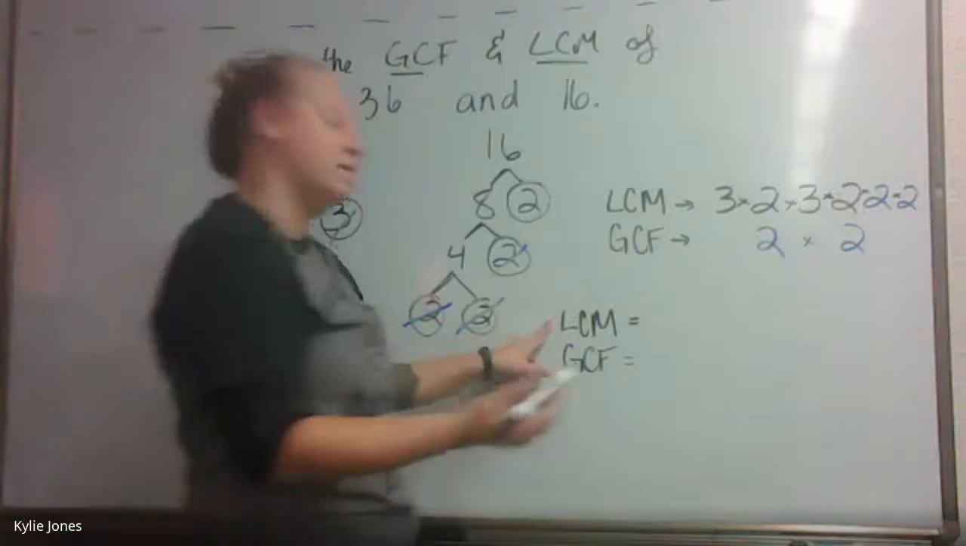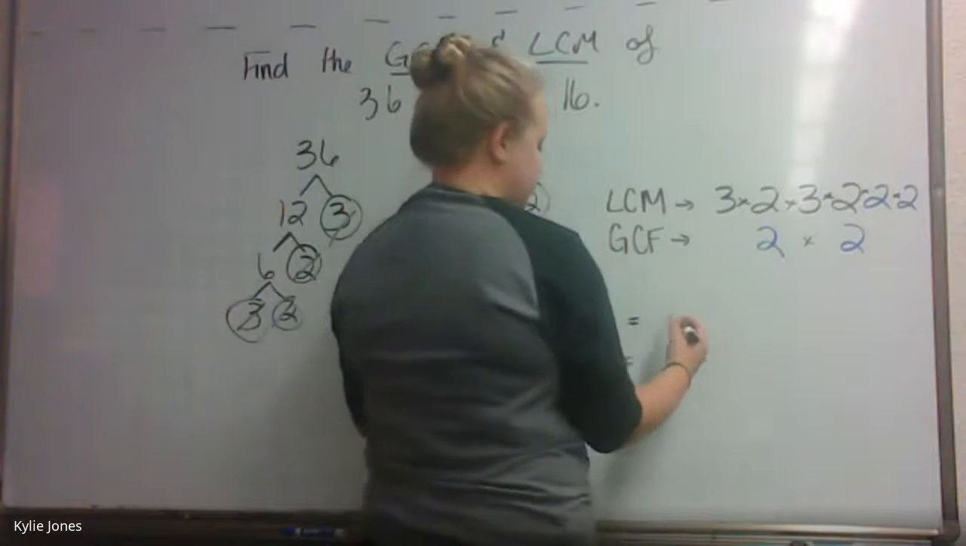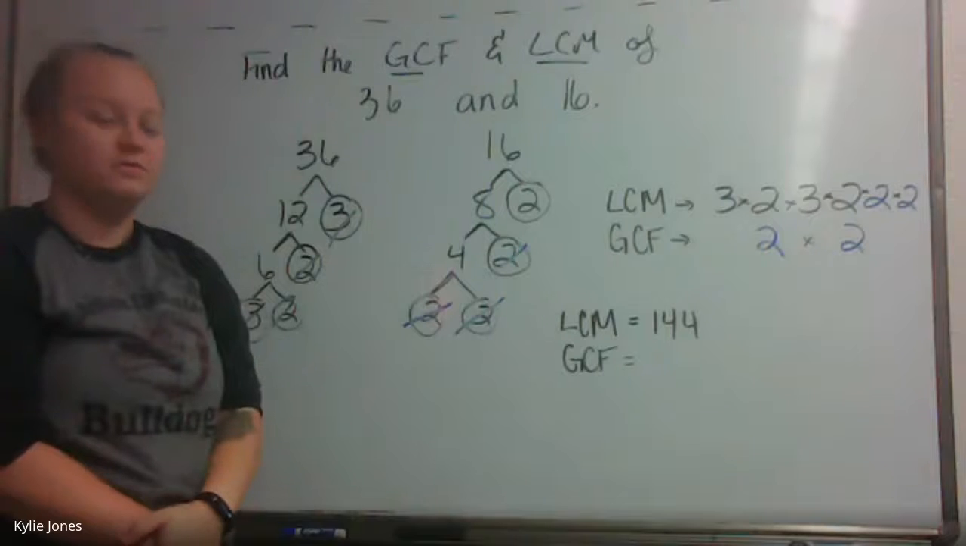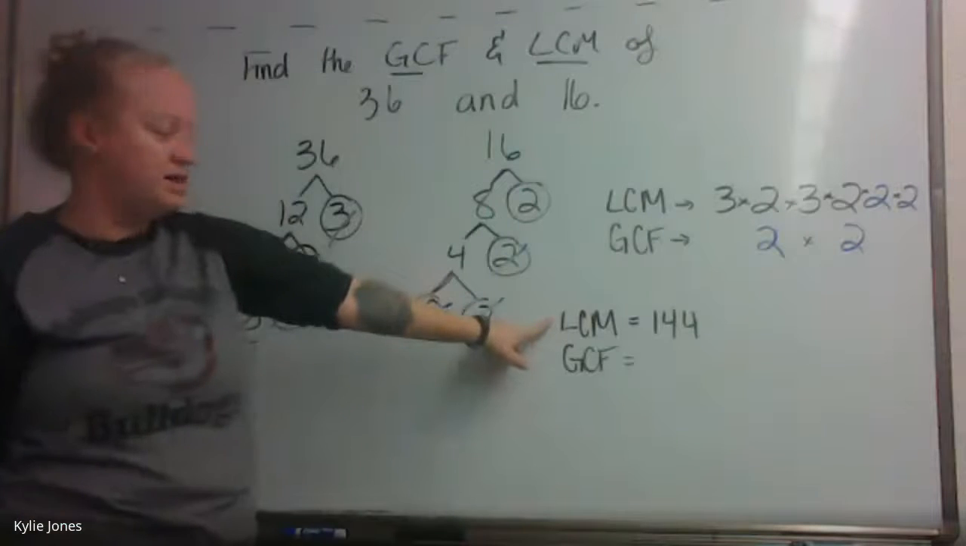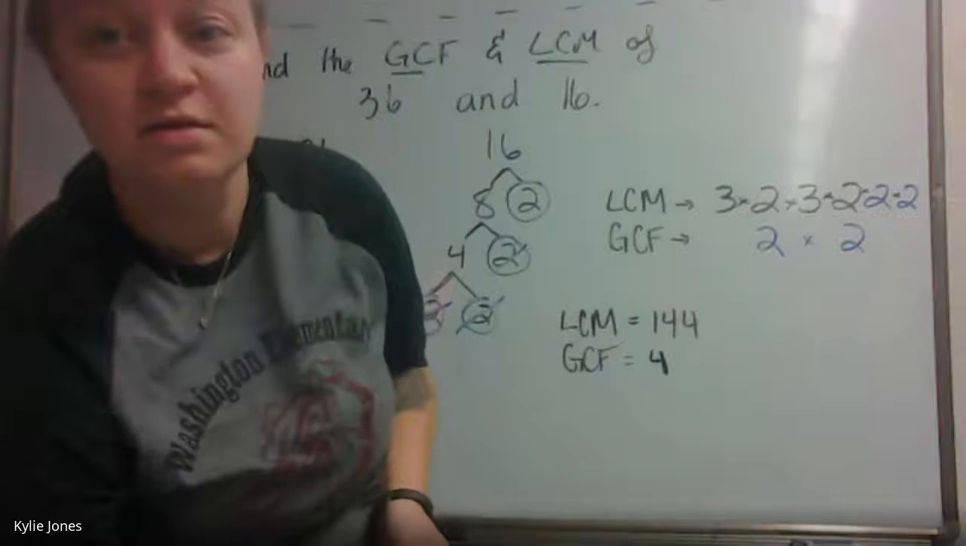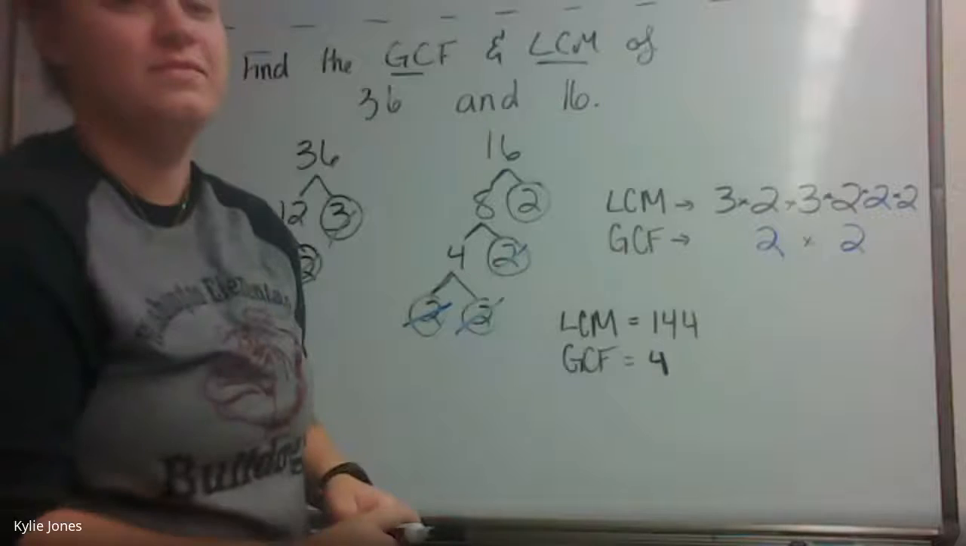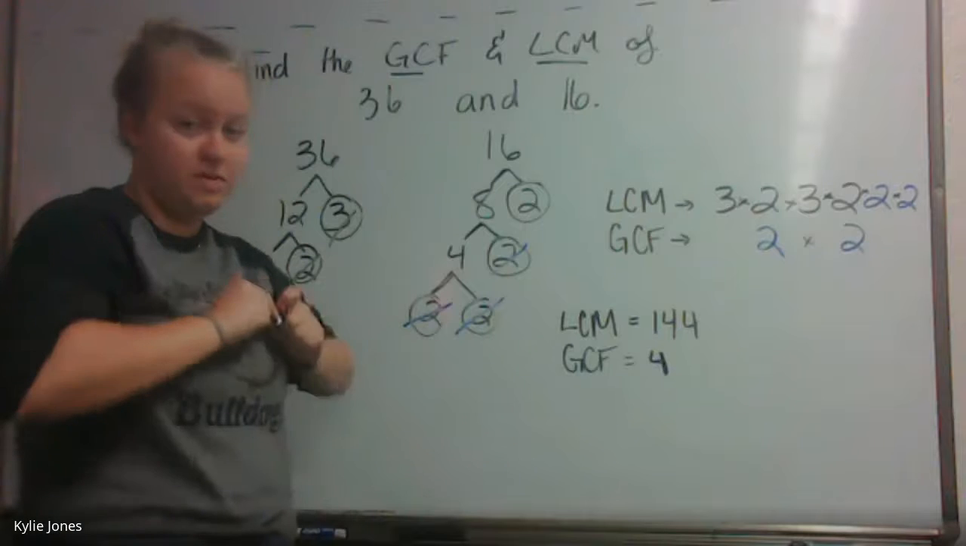So do you guys agree that the LCM is what number? 144. I just remembered the multiplication table, so I just remember that 12 and 12 is 144. Good. Did anybody else get the same answer? And the bottom one is 4. Okay. Do we agree? Yeah. Are you guys getting the same answers? Yeah. Okay. I'm doing it in my head. That's fine. You can go for it.